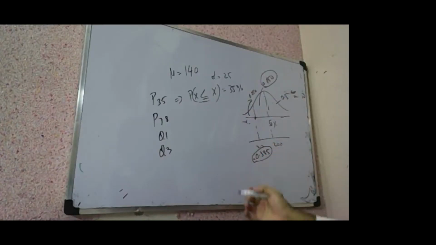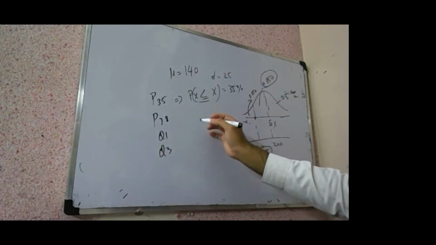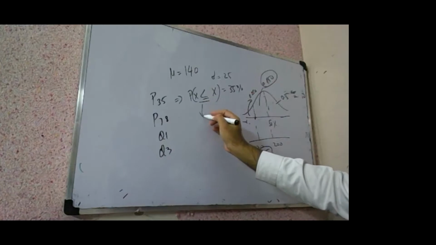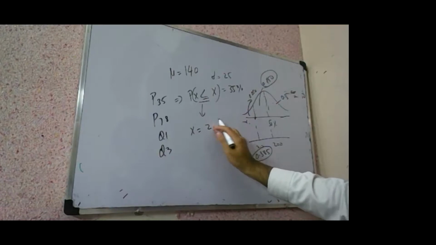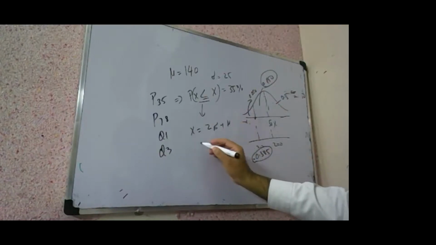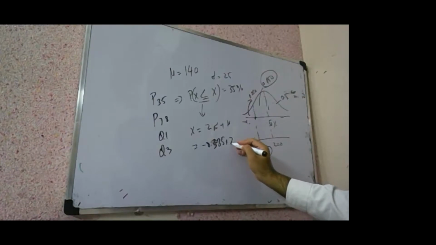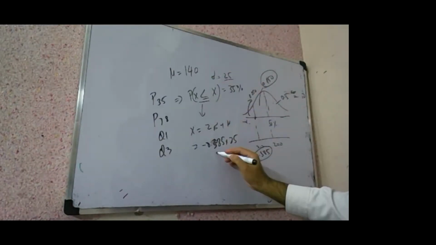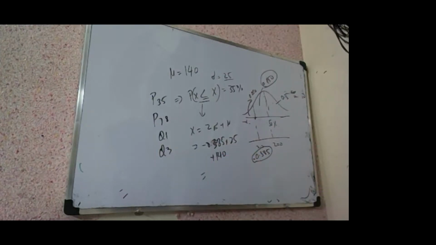You can simply put it in, because on this side it should be the minus z value. We know x is not given, so what will be the x when we solve that? x will be z times sigma plus mu, right? So here it says minus 0.385 times sigma, which is 25, it's given, and mu is 140, it's given. When you solve it, you can calculate it in your calculator.